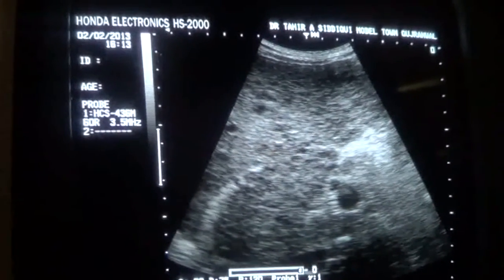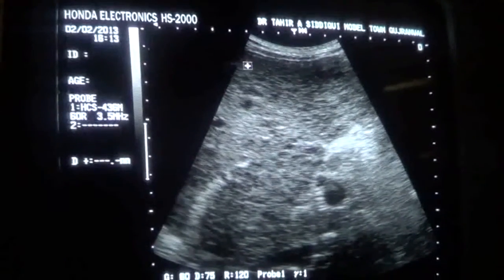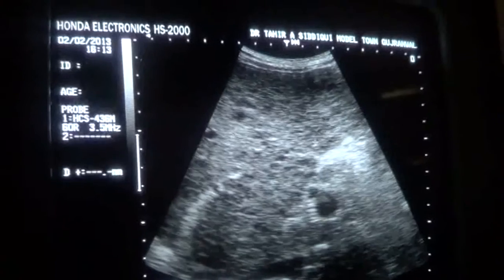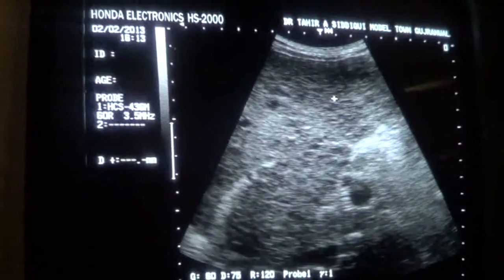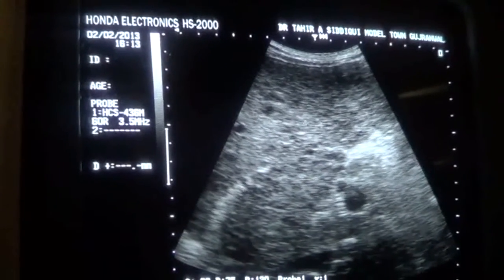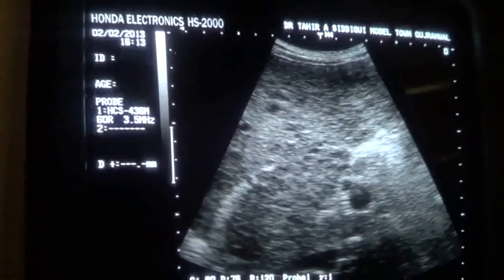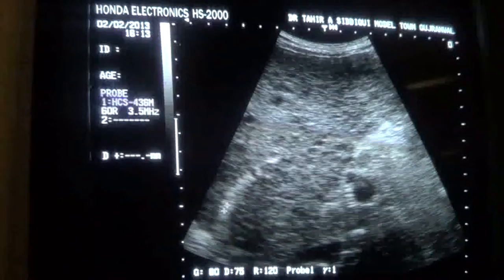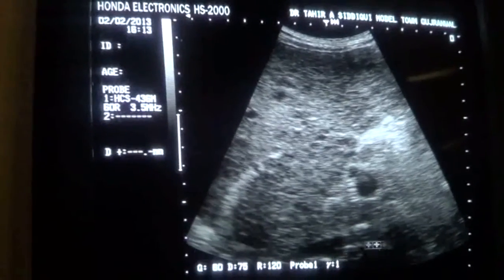both in the left lobe of the liver. Now this is the left lobe of the liver in longitudinal section. Again you see multiple hypoechoic sub-centimeter areas throughout the parenchyma of the left lobe of the liver. This is the ligamentum venosum, this curve-shaped linear echogenic structure, and this is the IVC.